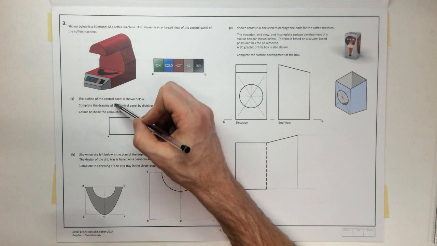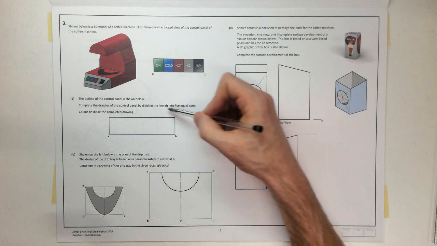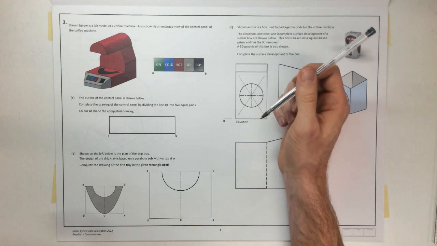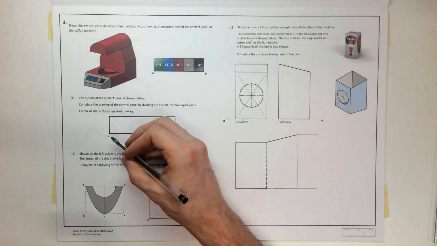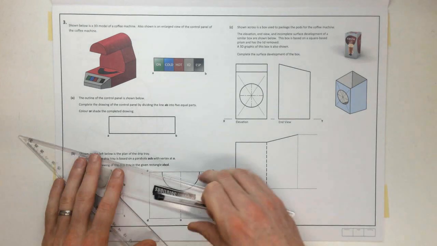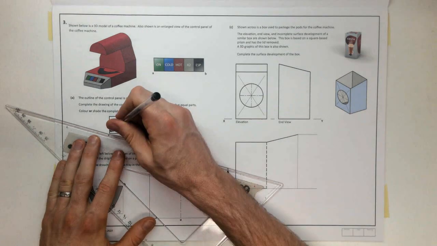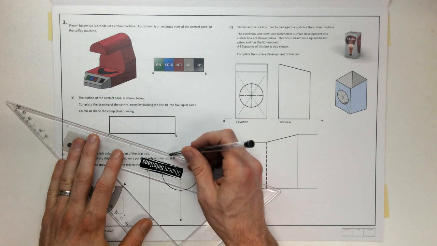The outline of the control panel is below. So here's A, B, so A, B, that's our control panel. Complete the drawing of the control panel by dividing the line AB into 5 equal parts. So we want to divide this line up into 5 equal parts. So to divide a line into equal parts, we draw a line from one end at any angle. Doesn't matter.